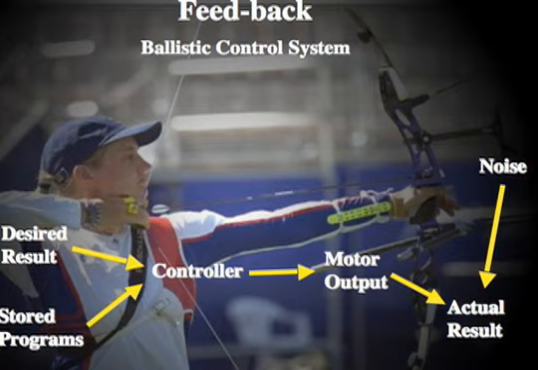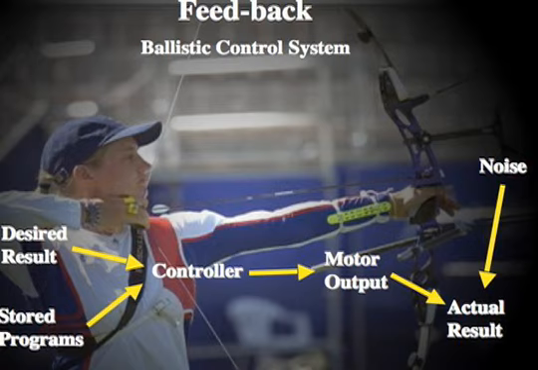So we have a desired result. The arrow goes in the middle, I get a gold medal. A series of stored programs: if I move my arms in this way and do all this business, then the arrow goes into the middle, I get the gold medal. We have a controller, a central nervous system, which generates a motor output based on the desired result and the stored programs. We have a contribution of noise. The wind was blowing that day, it was gusty, it was moving in this direction, and we have an actual result.